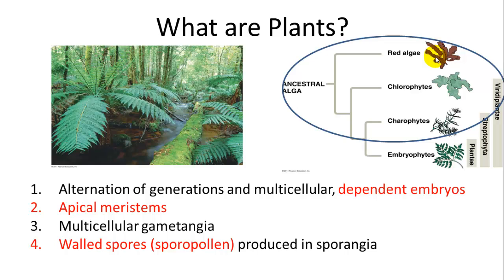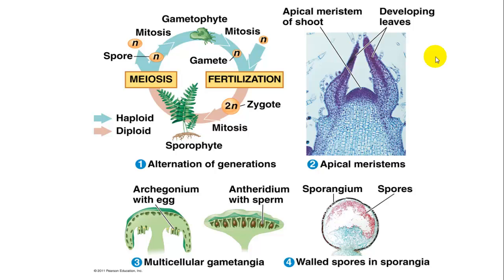This all might sound like mumbo jumbo, but we're going to clear it up for you as we talk about the different groups of plants. So first, we have this alternation of generations in this haploid and diploid stage, both of which have multicellular life stages.